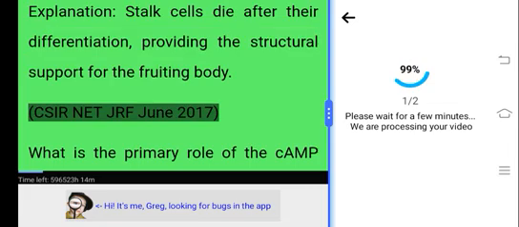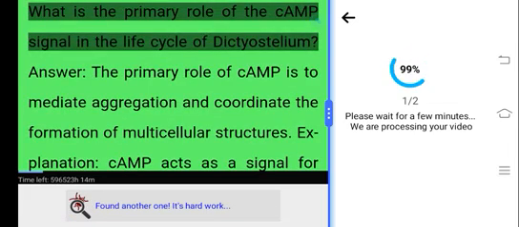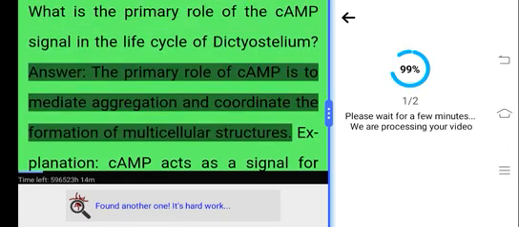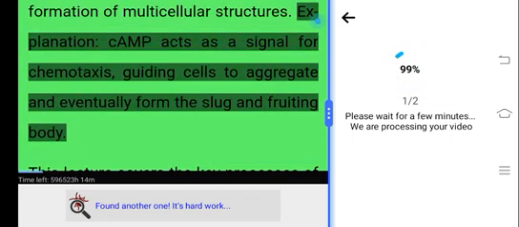CSIR NET JRF, June 2017. What is the primary role of the cAMP signal in the life cycle of Dictyostelium? Answer: the primary role of cAMP is to mediate aggregation and coordinate the formation of multicellular structures. Explanation: cAMP acts as a signal for chemotaxis, guiding cells to aggregate and eventually form the slug and fruiting body.